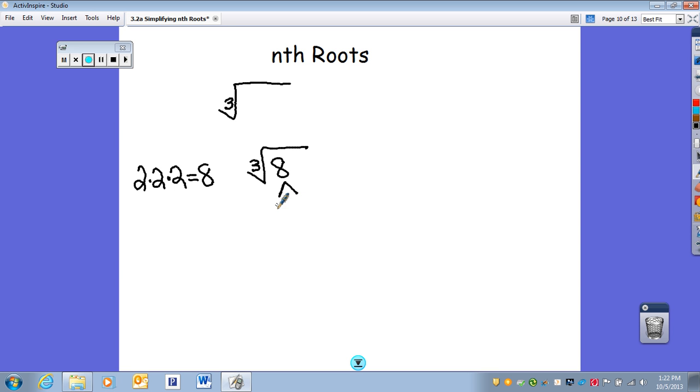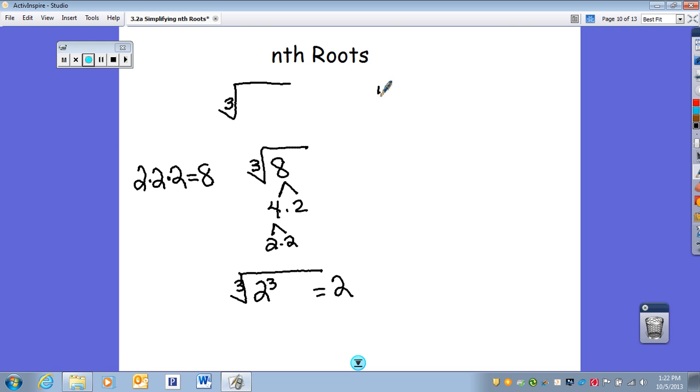When you make the factor tree, you're now looking for groups of 3 instead of 2 to rewrite our radical. So we have the cube root of 2 to the third power. We're going to write these in triples. And a cube root and cubing something are opposite operations, so my answer would be 2.